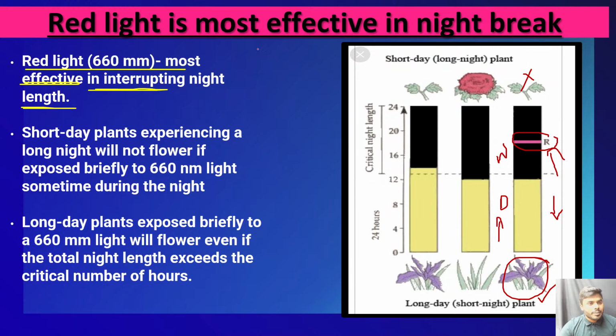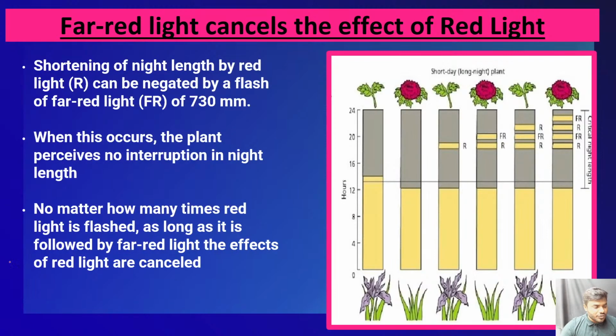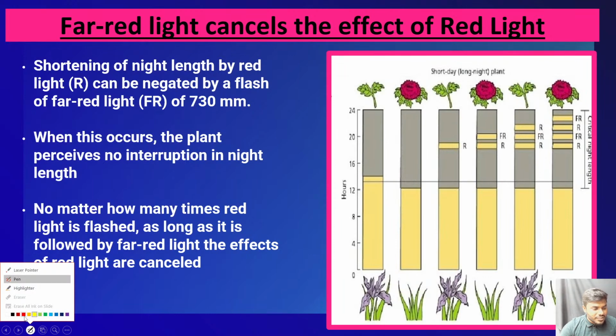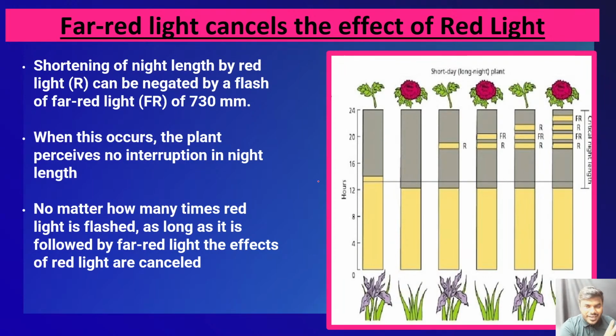So the statement you have to remember: red light is most effective in the night break. But the final statement I want you people to remember here, listen to me carefully: whatever function is performed by the red light, that function is cancelled by the far red light. So once again, whatever function is performed by the red light, that function is basically cancelled by the far red light. Okay, every one of you pay attention to the diagram, listen to me carefully, I'll explain the entire diagram twice, pay attention.